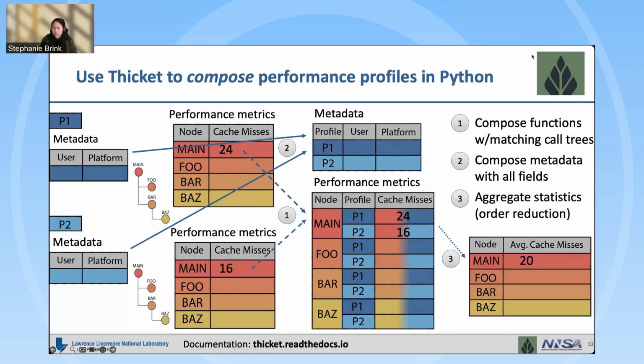And then the last element of our Thicket object is the aggregated statistics. And again, this is an order reduction over the performance metrics table. So in this case, with our performance metrics, for each node, we have two profile data. So we have a number of cache misses for profile 1 and number of cache misses for profile 2. And in our aggregated statistics table, since we're looking for the average, we'll take the average over the cache misses and append that singular value to the node name.